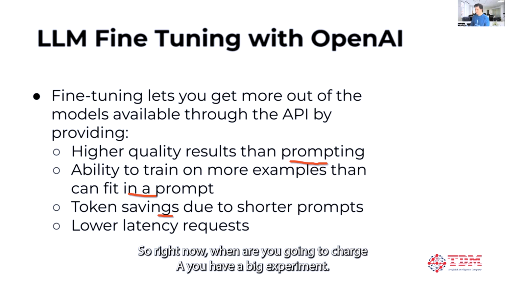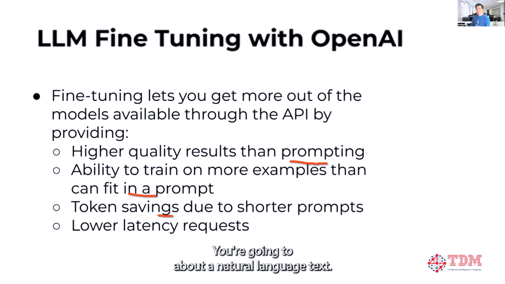So right now, when you go into ChatGPT, you have a fixed format. You're going to give a natural language text. It has a fixed way to respond. If you are smart, you'll say, okay, just respond to me in 10 words or 20 words. You then control the shortness of the prompt.